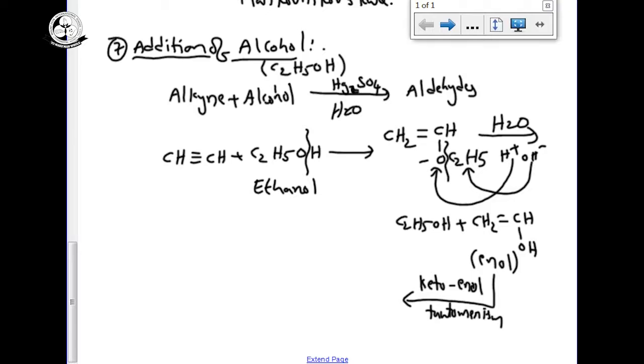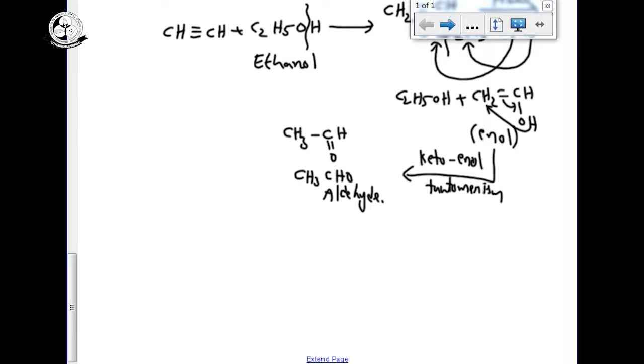Generally I am writing keto-enol tautomerism, so don't think a ketone is formed. With only two carbons, a ketone is not possible. For a ketone, a minimum of 3 carbons is required. Now the double bond will shift here and hydrogen will shift here, becoming CH3 CH double bond O. Simply we write that as CH3CHO. We can get the aldehyde.